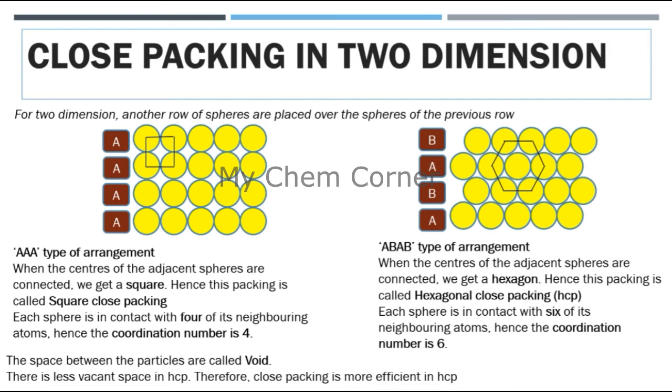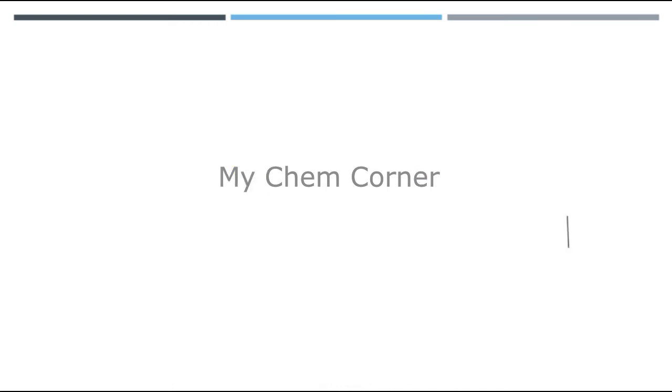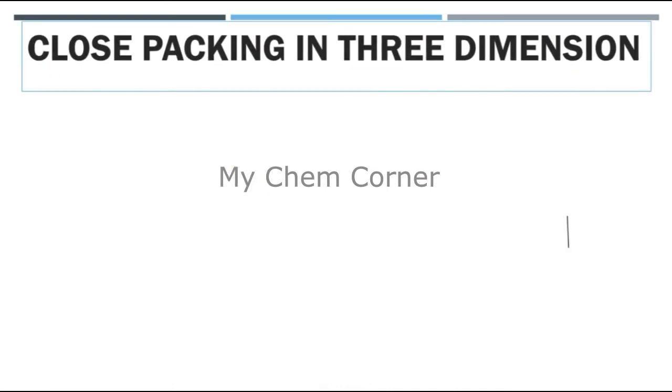Alright, so now we know how to find out the 2-dimensional close packing from 1 dimension. Let's move into the next one, which is close packing in 3 dimensions. Now here we need a lot of imagination. Of course, I will be showing you the diagram, the model and all of that, but you need to have a lot of imagination so that you can understand how this entire concept of 3 dimensions works.